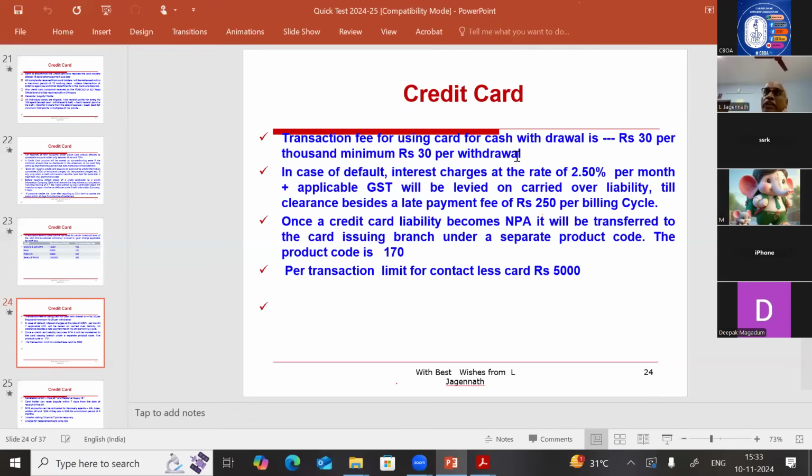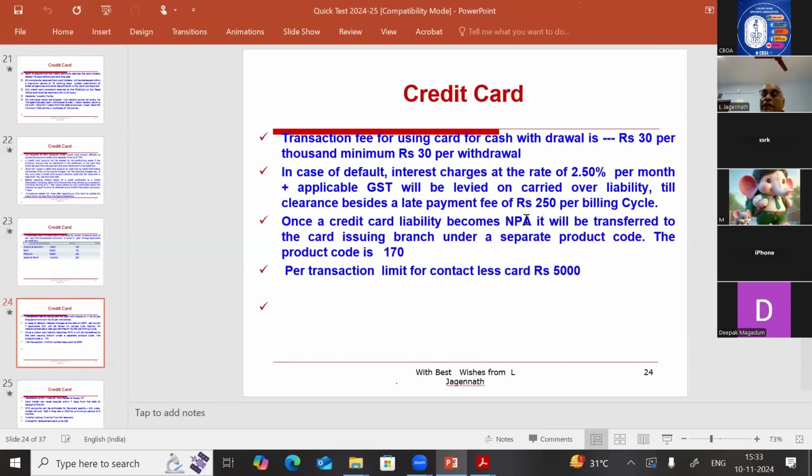These are all the questions frequently asked in credit card. That is why I made a detailed study for you. In the case of default, suppose cash is withdrawn and is not replenished within the time limit as per the time norm given by the bank. In case of default, interest charges at the rate of 2.50% per month, with applicable GST, will be levied on the carried over liability till clearance, besides a late payment fee of rupees 250 per billing cycle.